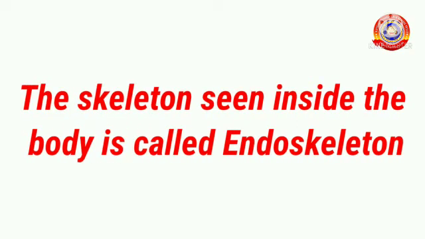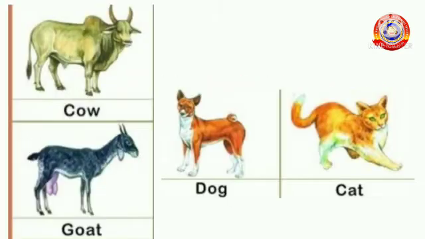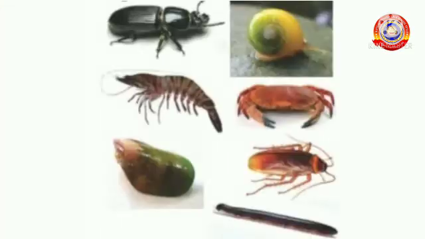The skeleton seen inside the body is called endoskeleton. Cow, goat, cat, dog, etc. are the organisms which possess endoskeleton.